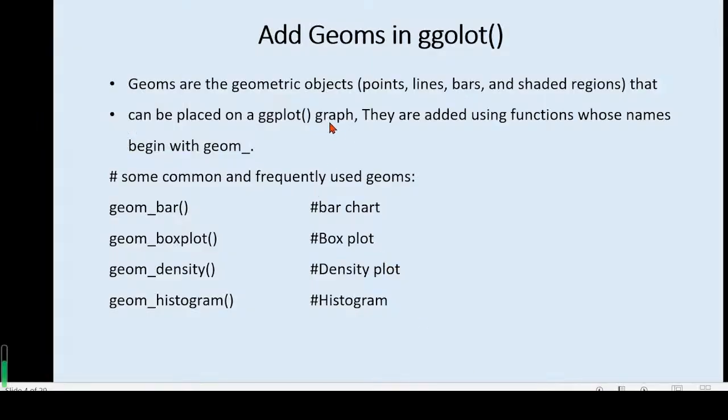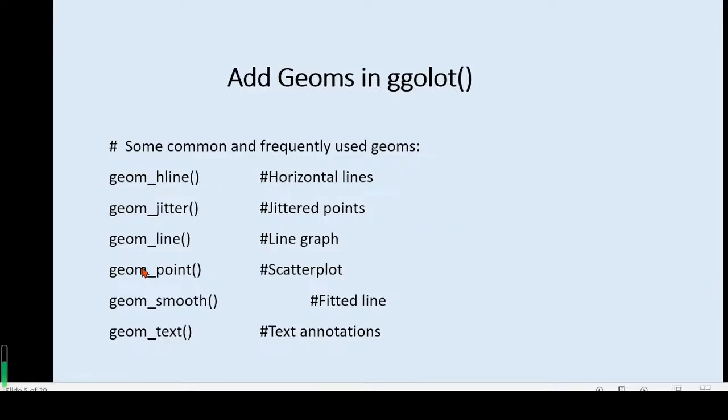So next we have to add geoms to the plot, because geoms add geometric objects like points, lines, bars, and shaded regions that can be placed on our ggplot2 graph, and they are added using functions whose names begin with geom underscore. Some common and frequently used geoms are, for example, geom_bar for the bar chart, geom_boxplot for the box plot, density plot, and histogram. And there are lots: geom_line, point, smooth, text.